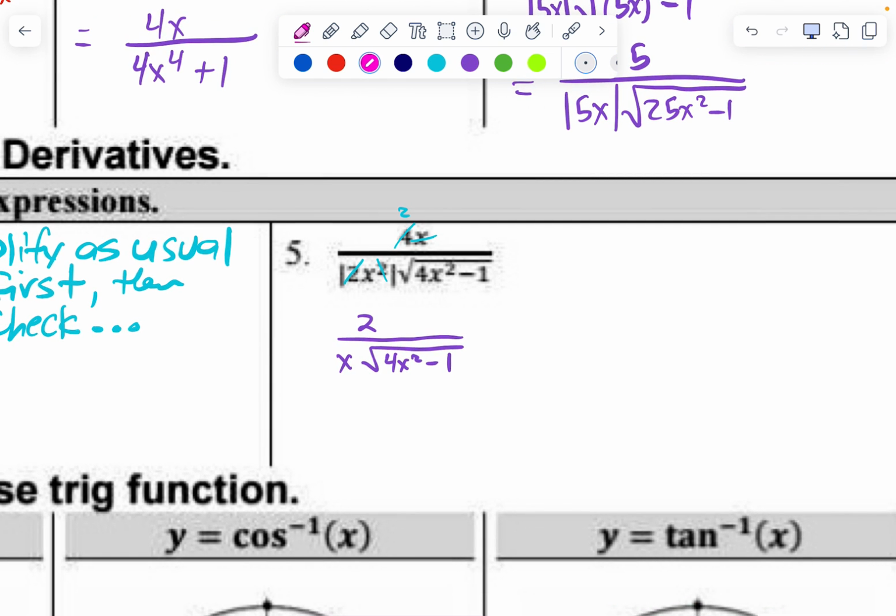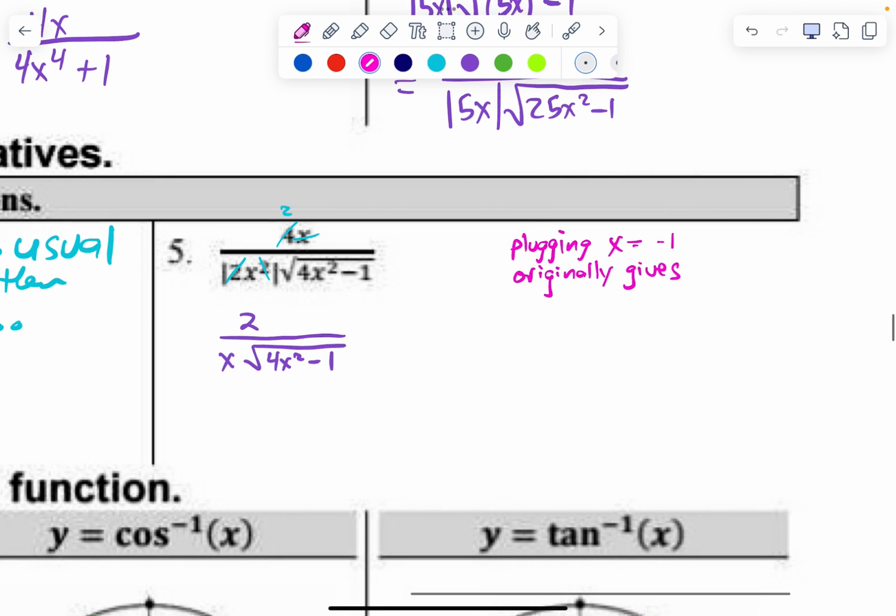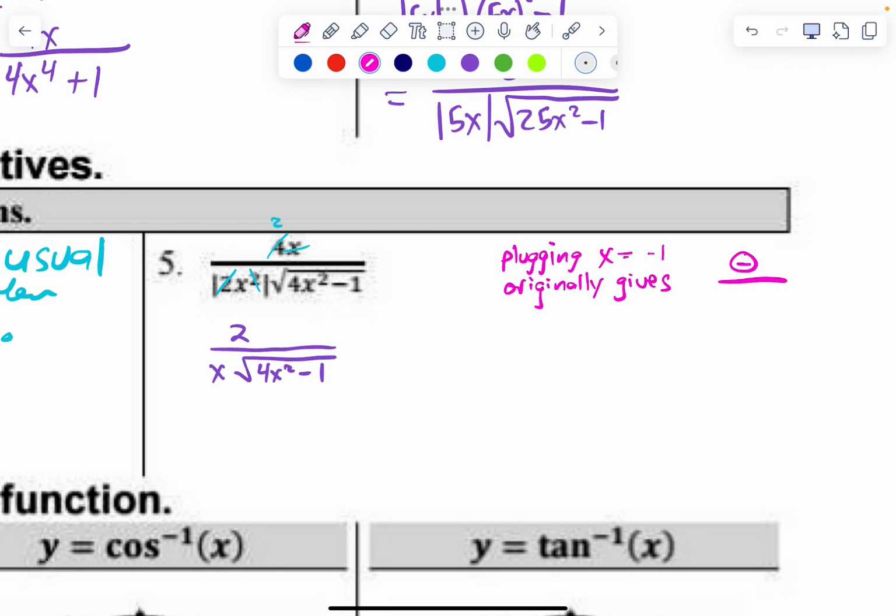Okay, again, plugging in x equals -1. Originally, what sign do we have? So up here, if I plug -1 here, the numerator is negative. -1 down here, the denominator is positive. Right? Negative over positive makes the whole thing what? Here, let's write it out that way. Gives negative over positive, which equals negative. Okay?